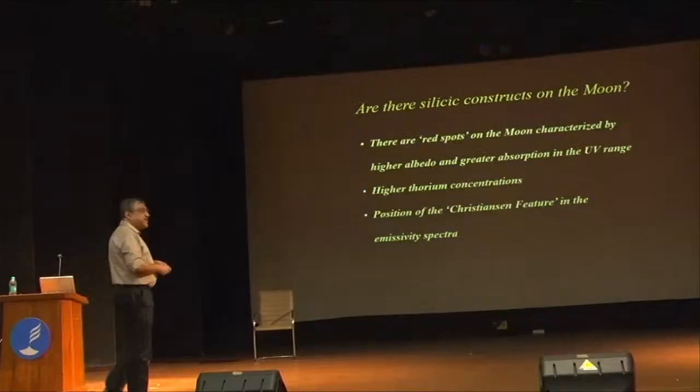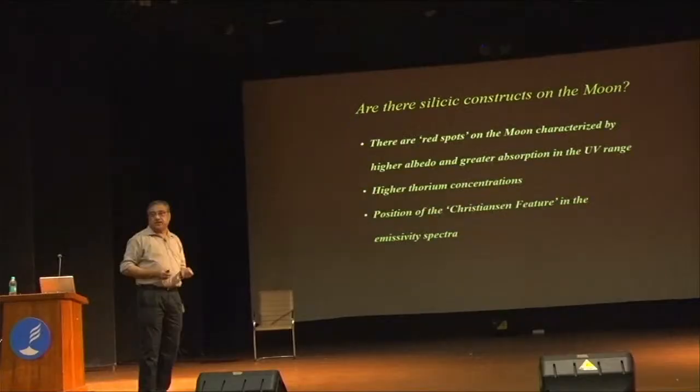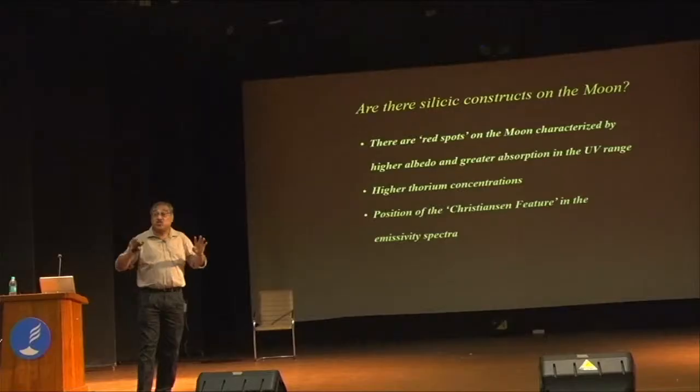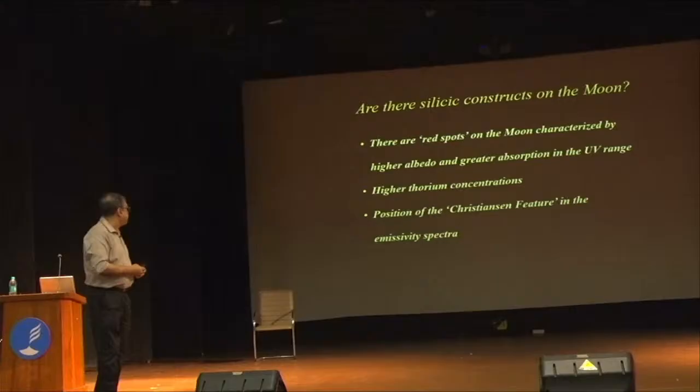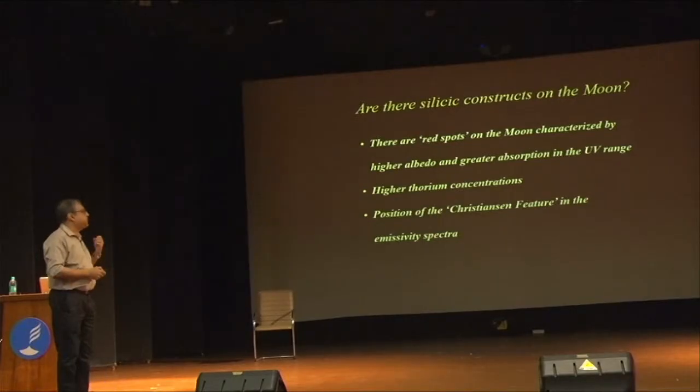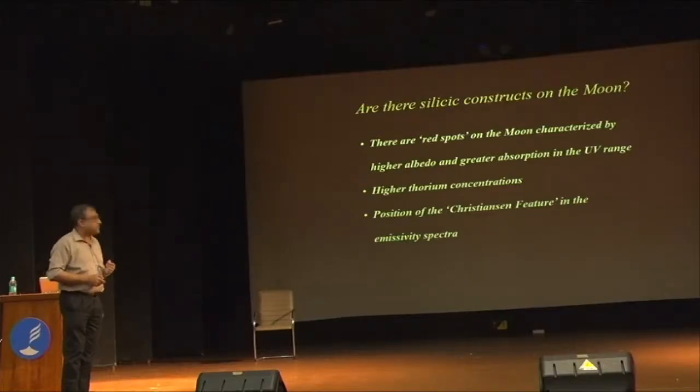But are they silicic? These are very small samples. Are there silica-rich constructs on the Moon? Mountains of silica, as we will see in a minute. That's what would really count. And this evidence we have to get from spectroscopy. None of the Apollos have actually landed on a silicic construct.